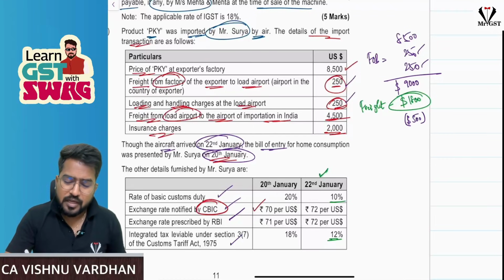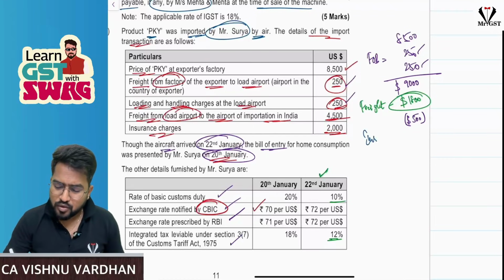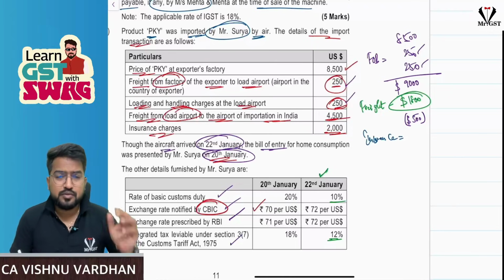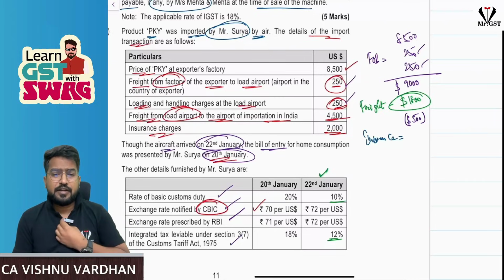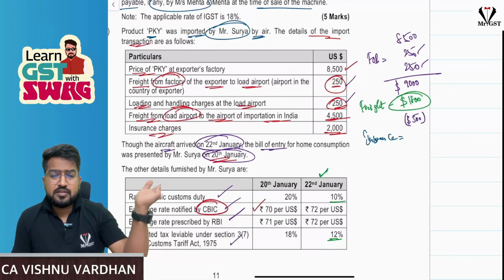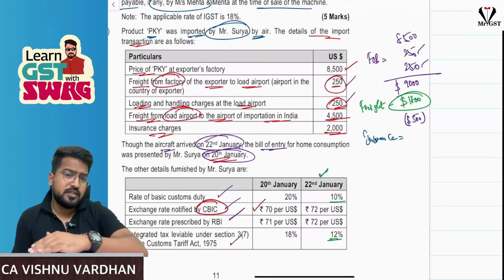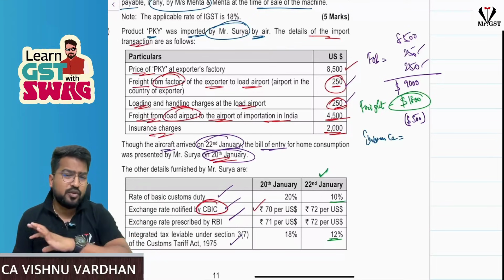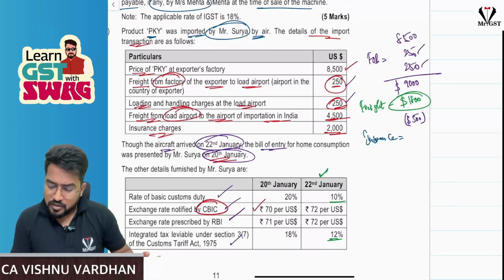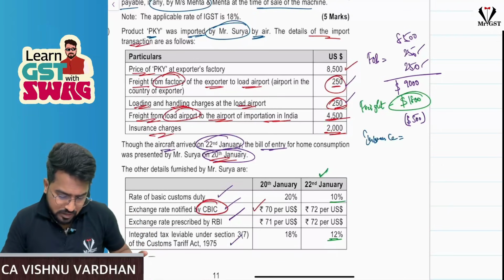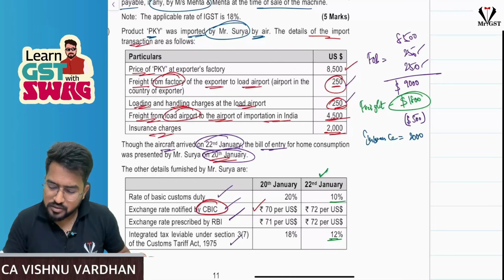$500. Now again, there is insurance. Hope you have clarity on this, guys. So please be clear: when you are taking 20% of FOB as the freight, then you should not again take the expenses from the exporter's factory gate to the exporter's port, their loading, unloading, all these things, as they are deemed to be included in that only. Okay. So insurance is $2,000.